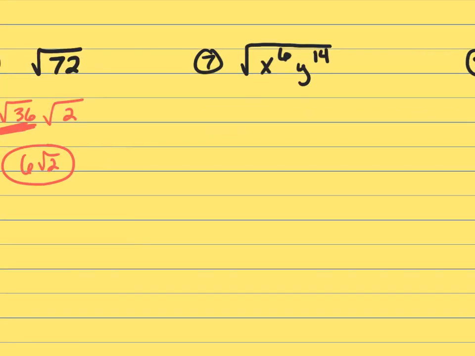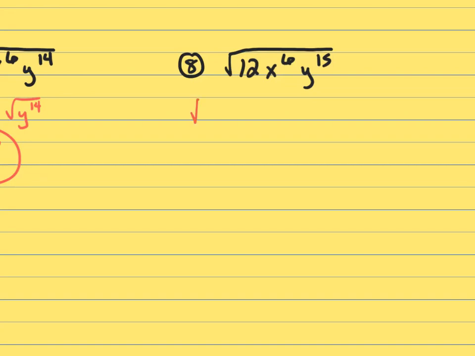Number 7, I'm going to split this up into 2 easier problems. X to the 6th times square root of y to the 14th. Now we're looking for the square root of x to the 6th. That means what number times itself gives you x to the 6th? Well, that is x to the 3rd. What number times itself gives you y to the 14th? And that is y to the 7th. So this is my answer.